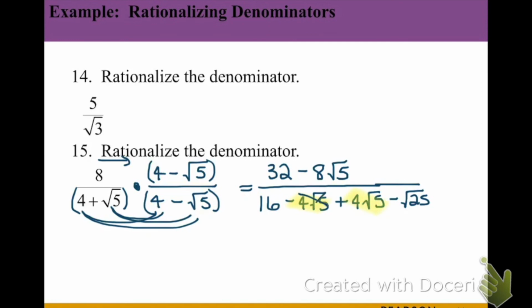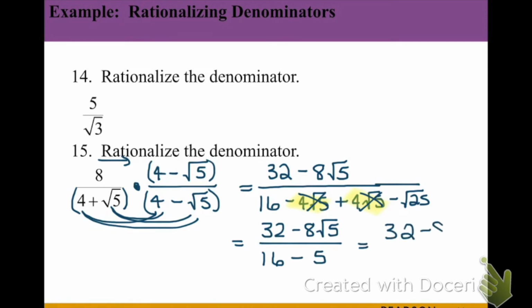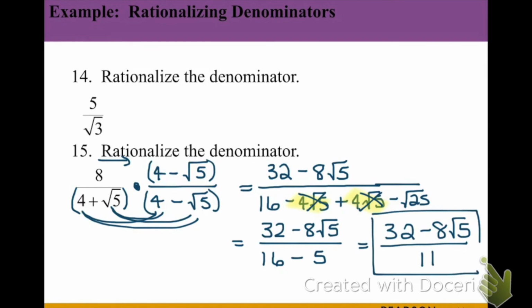Notice those two middle terms are the exact same thing with opposite signs, so they cancel each other out. So on top we actually get 32 minus 8 square root of 5. In the denominator, we take that 16 minus the square root of 25, which is just 5, which gives us 11. So we have a numerator of 32 minus 8 square root of 5 all over a denominator of 11. Again, the denominator no longer contains a radical, and so this is a properly simplified radical expression.